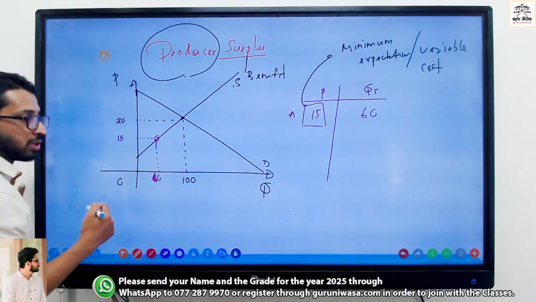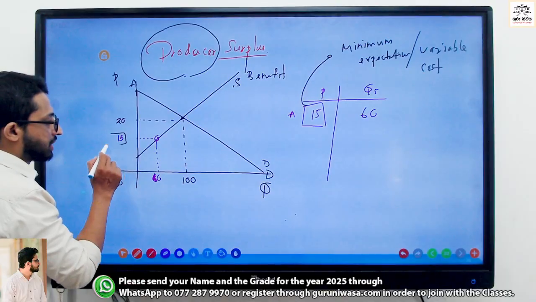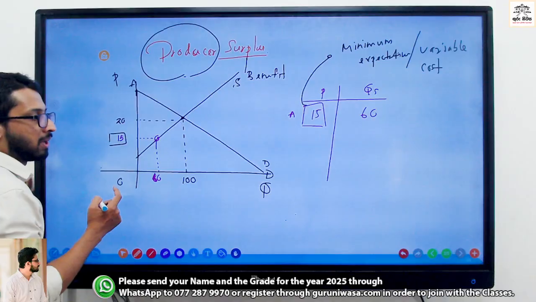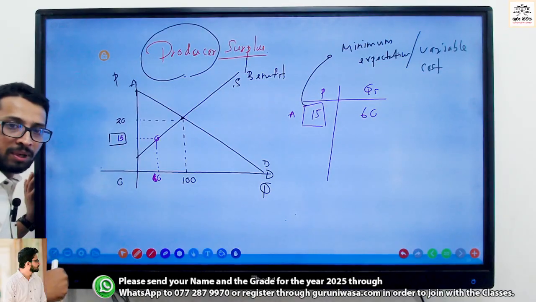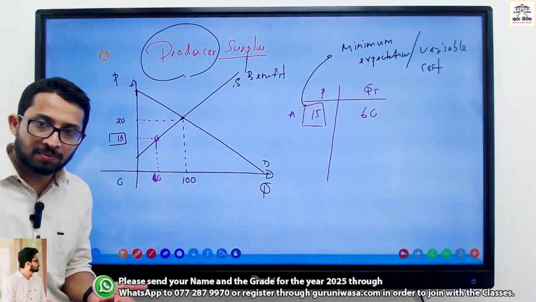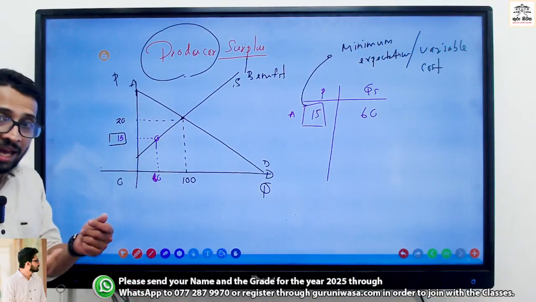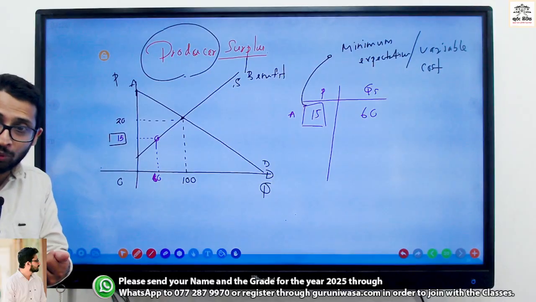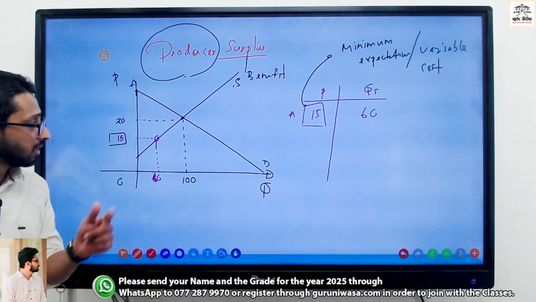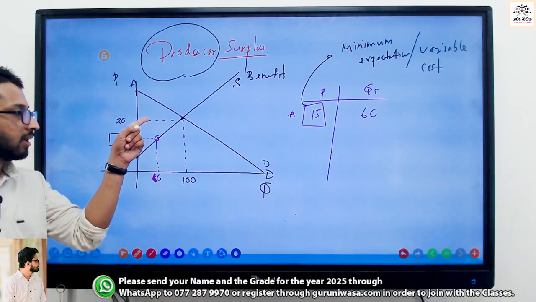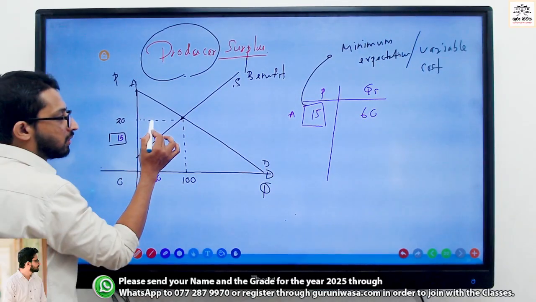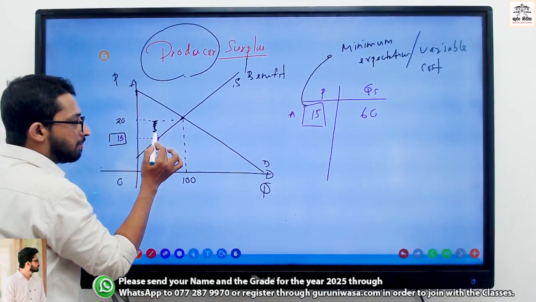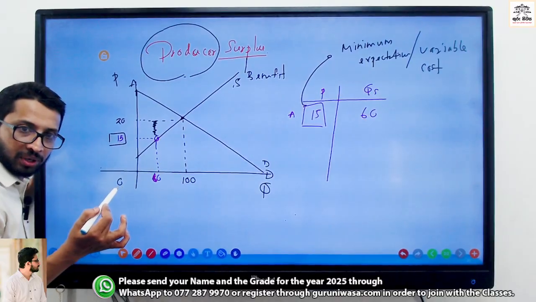When he goes to the market, the product is being sold at 20 rupees. His minimum expectation is 15, but the actual price he gets is 20. Is there any benefit? Yes. He receives 20 rupees, so this gap shows the benefit. Did you get the point?